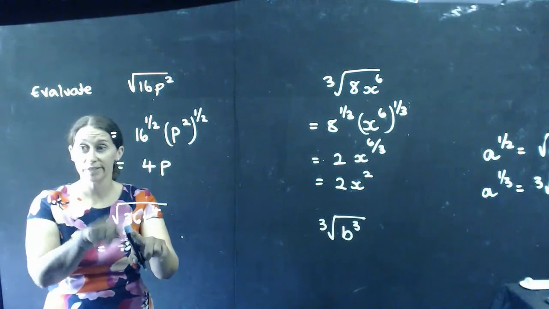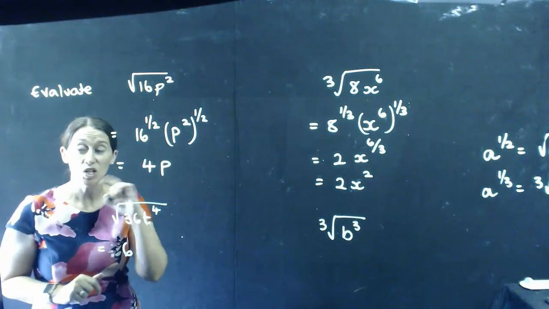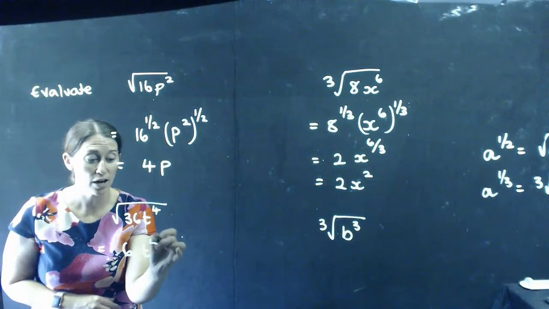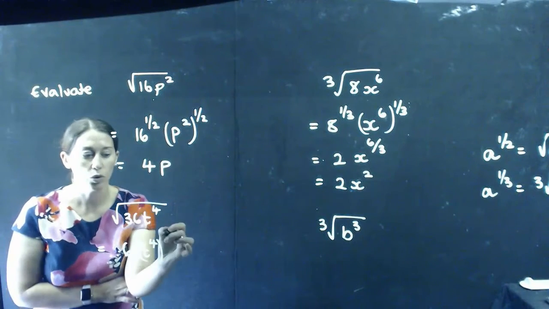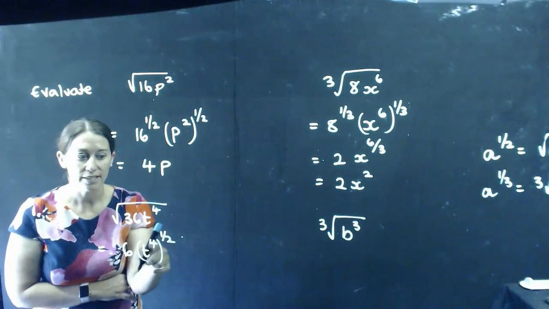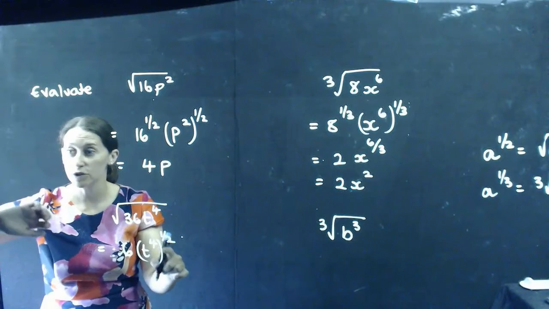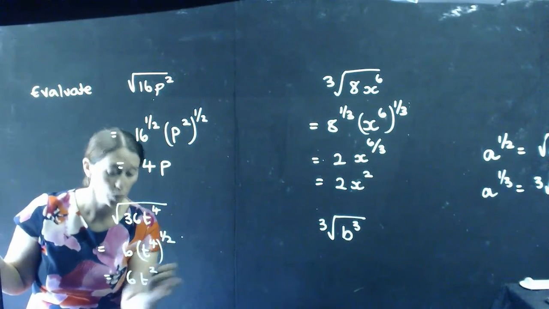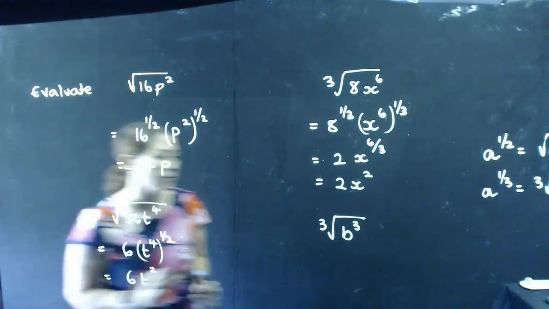We can square root the 36, which gives us 6. And then we know that the square root is the same as to the power a half. So using the raising a power to a power law, t to the 4 to the power a half is actually t to the power 4 over 2, which is just t squared. So I'm left with 6t squared as my most simplified answer.